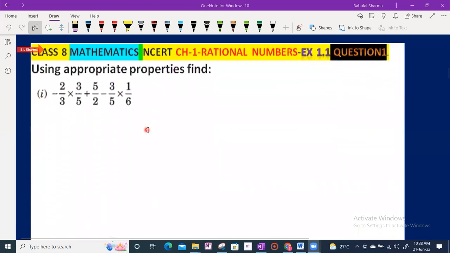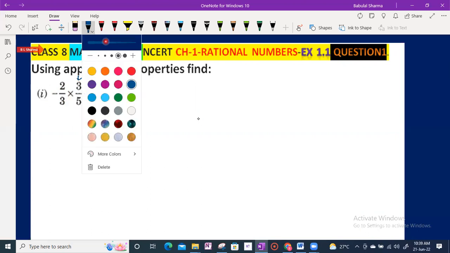So this is question number 1 on your screen, and we read the question first. Using appropriate property, find. हमें इस क्वेश्चन में appropriate मीन्स प्रॉपर्टी यूज करते हुए इस क्वेश्चन का आंसर फाइंड आउट करना है. देखिए, here it is -2/3 into 3/5, and this is also 3/5. So here we see that this is 3/5 and this is also 3/5. इसको हम रीग्रुपिंग करते हैं.